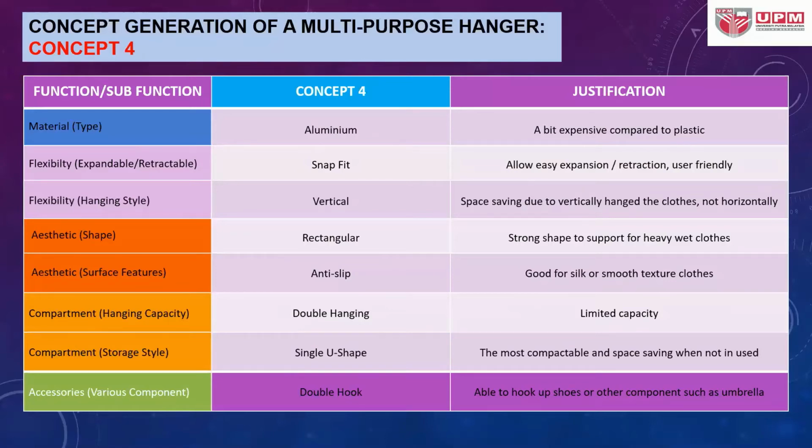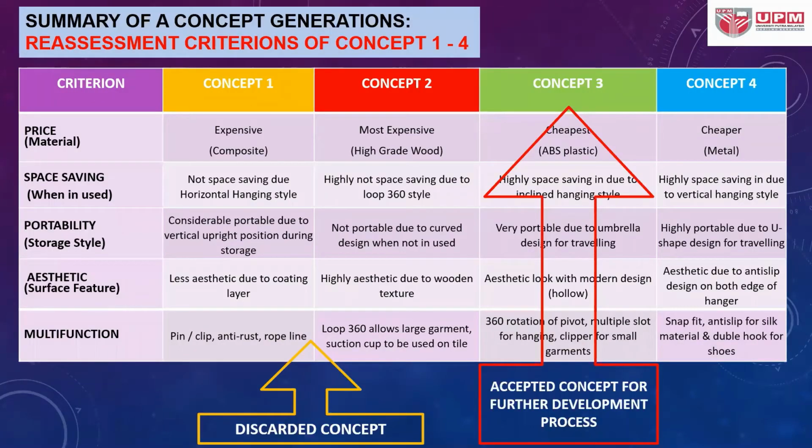Based on these 4 concepts, we did the assessments on the criteria of price, space savings, portability, aesthetics, and multifunctions. From these criteria, we found that concept number 3 is the best for us to proceed with the design. This is because of the cheapest ABS plastic, high space savings, very portable due to the umbrella design, aesthetic looks with modern design, hollow shape, and other features such as 360 rotation of the pivot, multiple slots for hanging, and clippers for small garments.